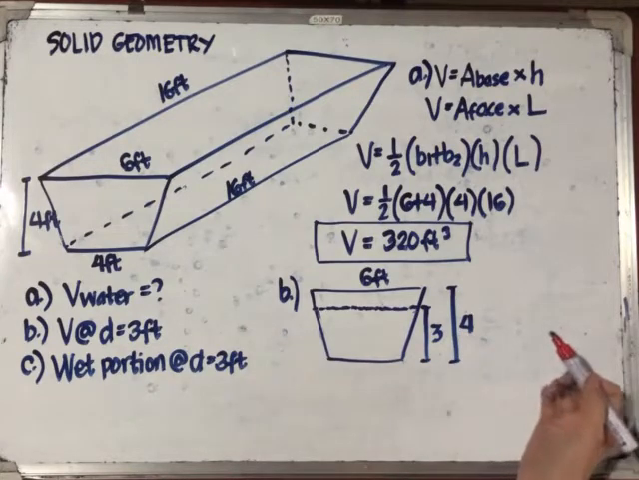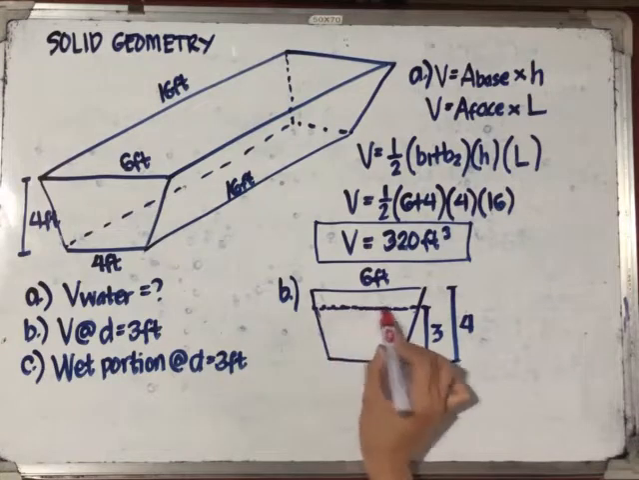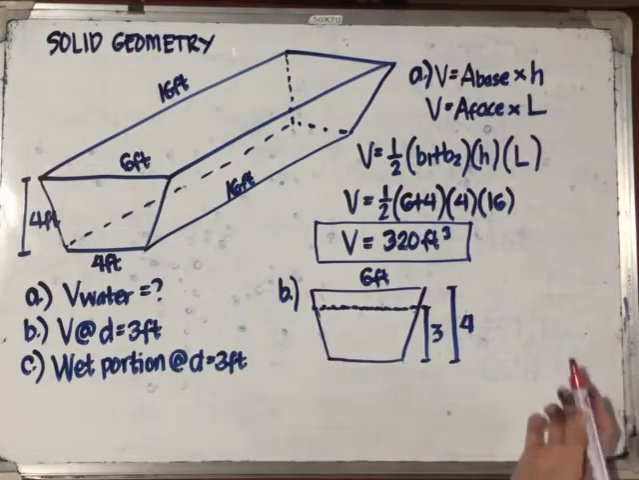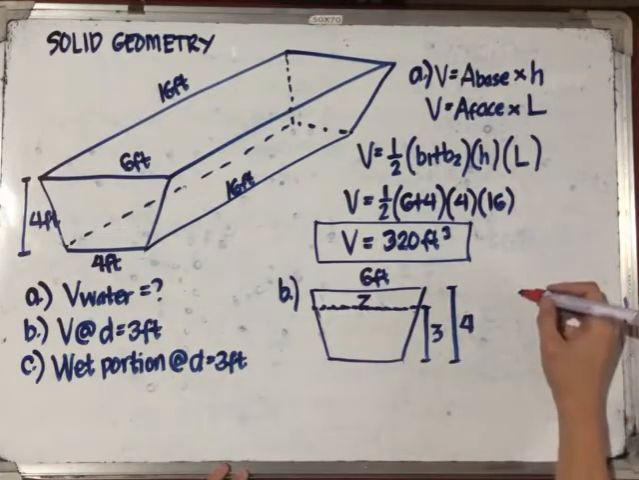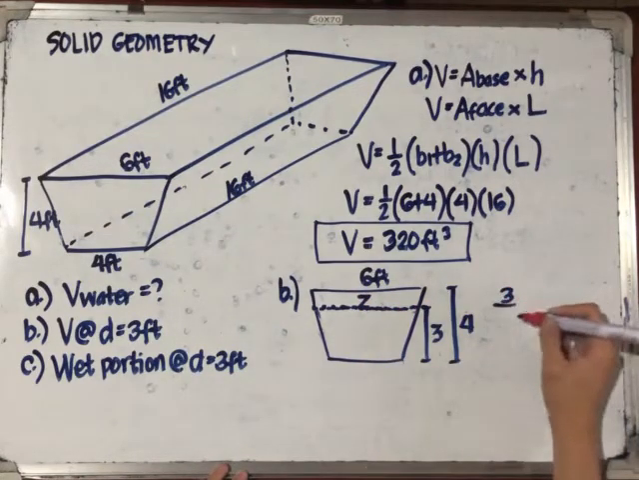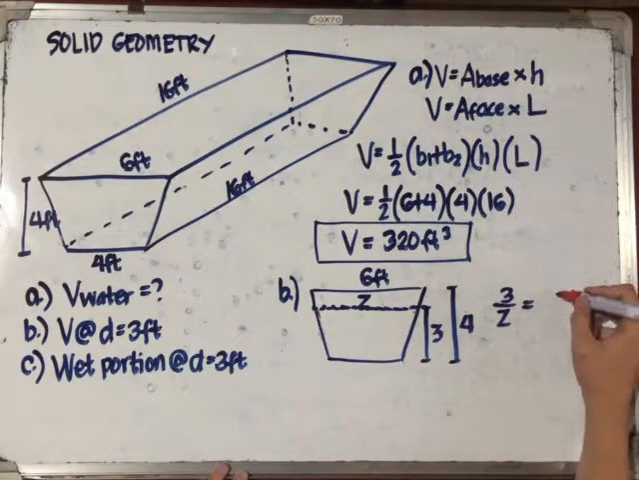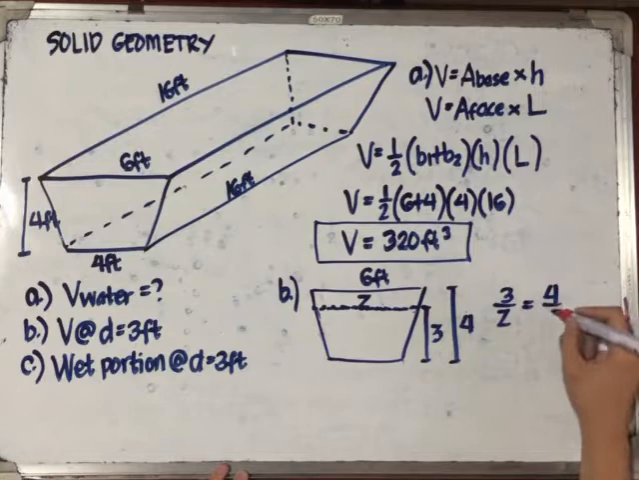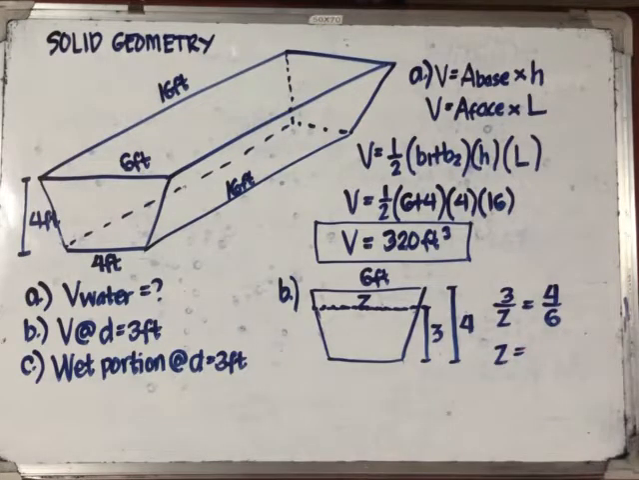No? So, kailangan natin siya gamitan ng ratio and proportion to get this portion here. Tama ba? How do we do that? We have, let's say this is variable z. So that we have 3 over z is equal to 4 over 6. That would give us a z value of, ilan to? 3 times 6 divided by 4 would be 4.5.